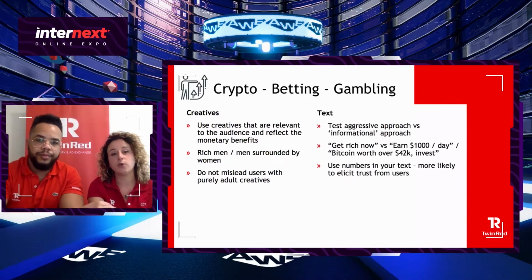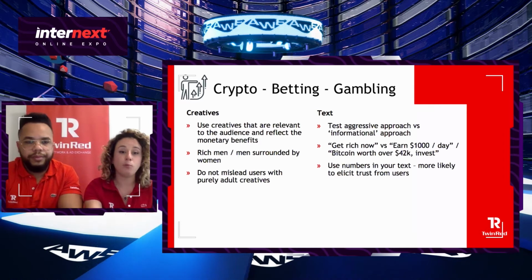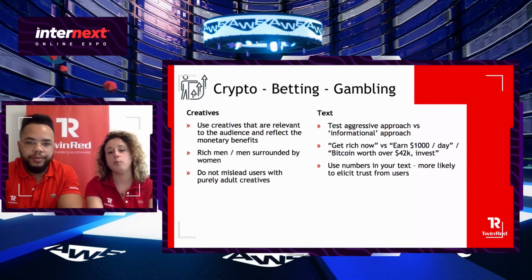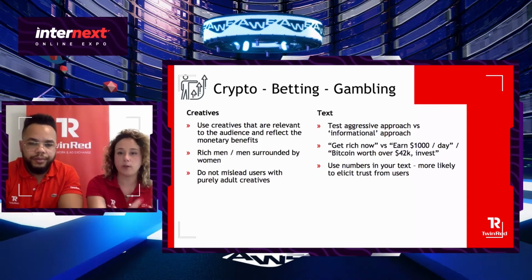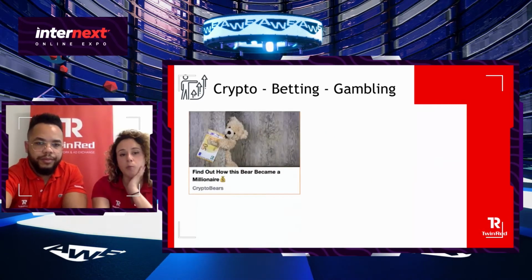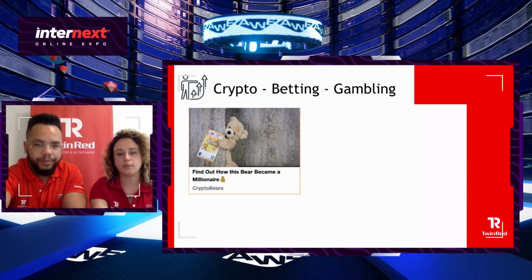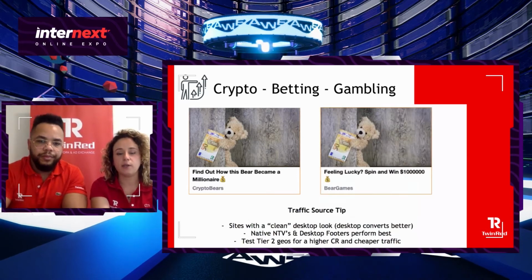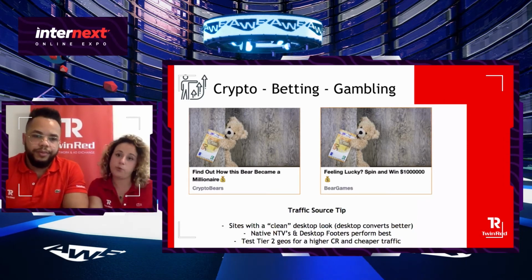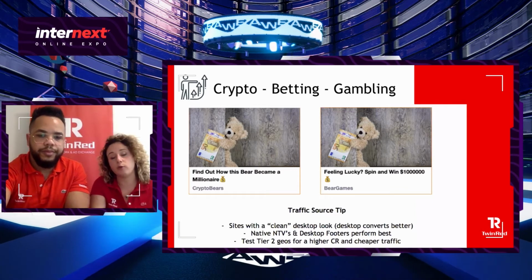So make sure that your creatives are relevant and they show exactly what you're promoting. Do not mislead users with purely adult creatives, and test the text between a "get rich now" approach, like an aggressive approach, and more of an informational approach. So use numbers and statistics to elicit trust from the users. So again, here you see the two different approaches. And here we found that desktop NTVs and native desktop footers, as well as tier 2 geos, convert really well.